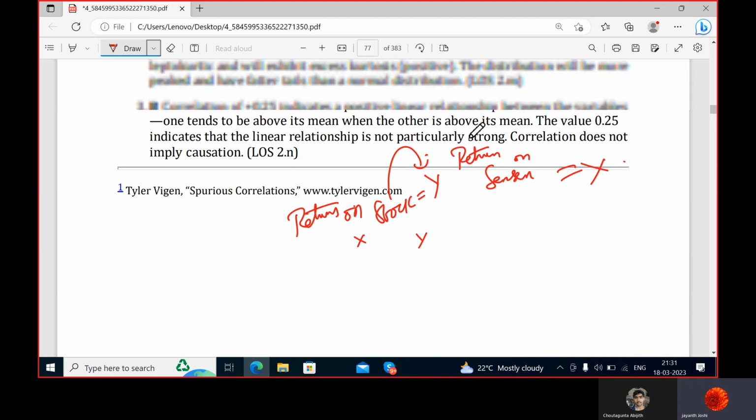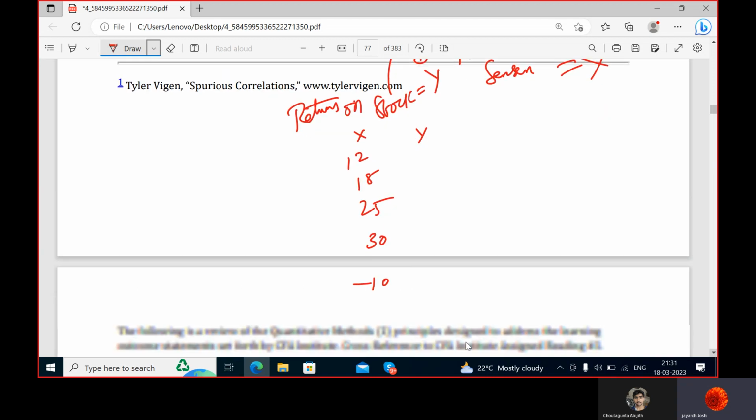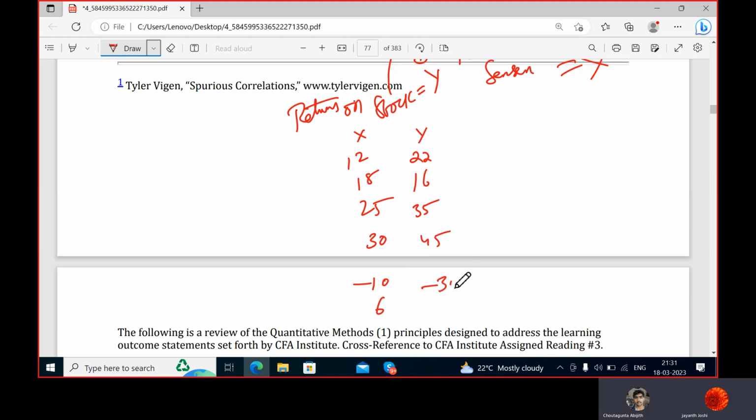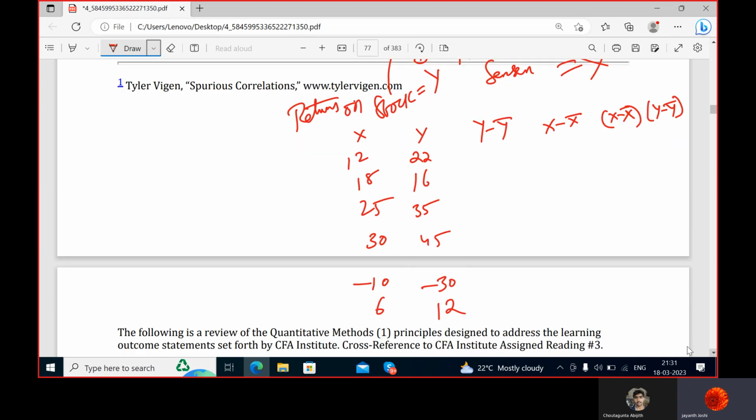So X is 12, 18, 25, 30, minus 10, a negative return as well, and 6. Y is 22, 16, 35, 45, minus 30, and 12. Then we'll do X minus X bar and Y minus Y bar. Then we will multiply X minus X bar into Y minus Y bar. So just do the calculations and tell me, Abhijit.